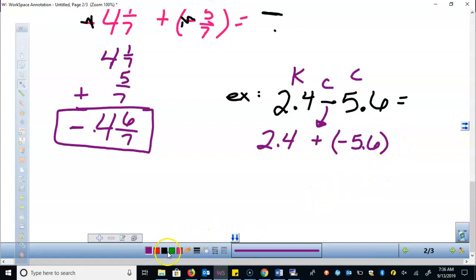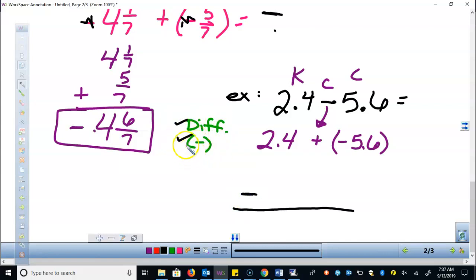Now from here, we need to add these rational numbers. Adding rational numbers, 3 questions, same or different? And here we see they are different. One is positive and one is negative. So different signs, we're going to subtract. I'm going to set up my math problem right here. We know we're going to be subtracting. All right, check. Different signs, we're subtracting.